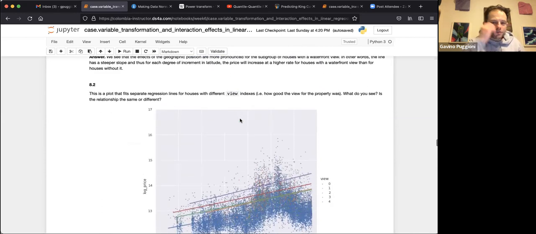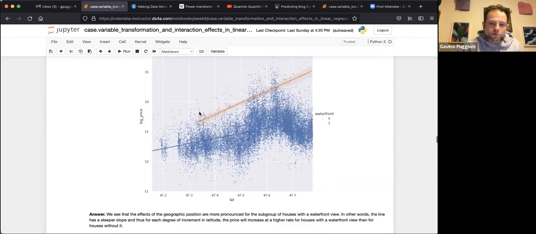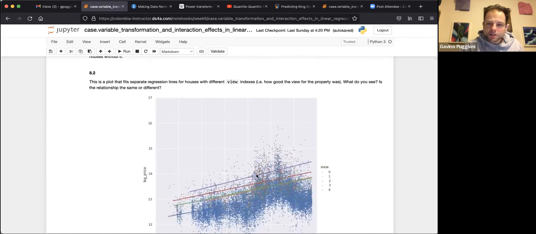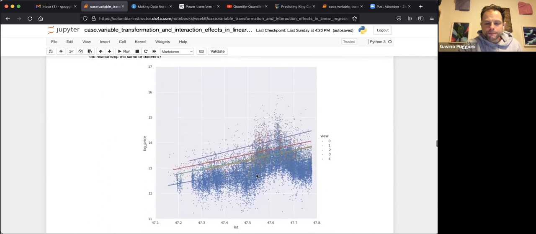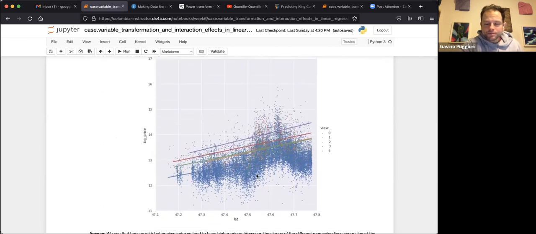Now, this is a plot, on the other hand, that is looking at the effect of latitude for different view indexes. What can we see in this case? Notice that here we had a different intercept, definitely, and a different slope for these two lines. What do we see in terms of the interaction between view and latitude? So here we are looking at different qualities of view, not necessarily waterfront, right?